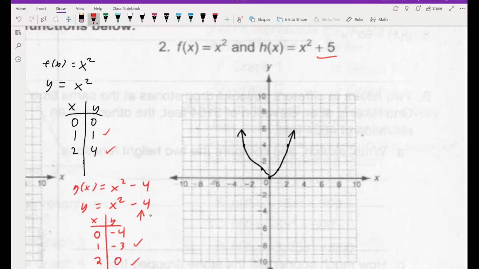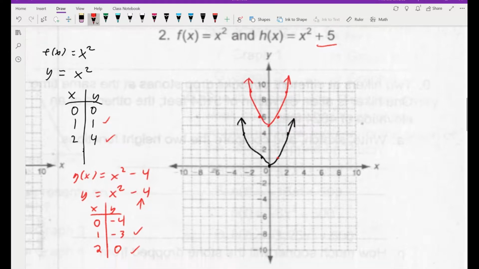So if we take each point, we can just add 5 to it. Add 5 to this point, it becomes 6. Add 5 to the 4, and it becomes 9. And I'm just going to do a mirror image. And here's this parabola. It's got the same width, but now this graph is up 5 units.